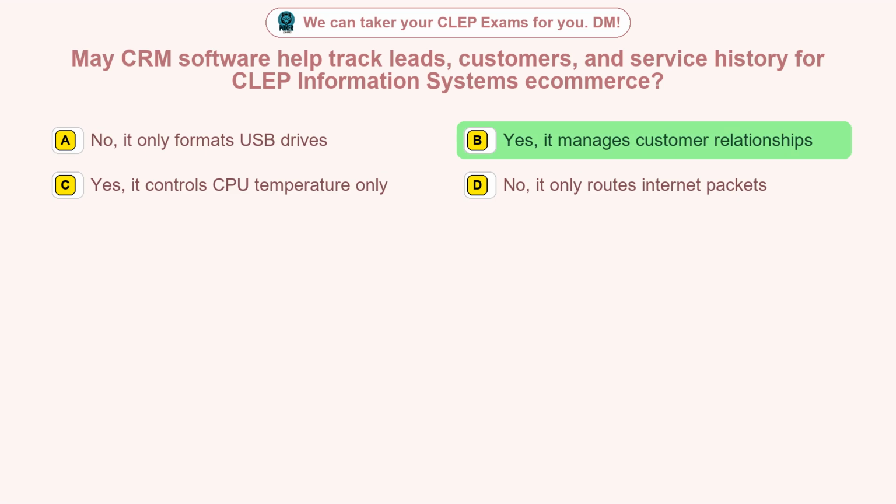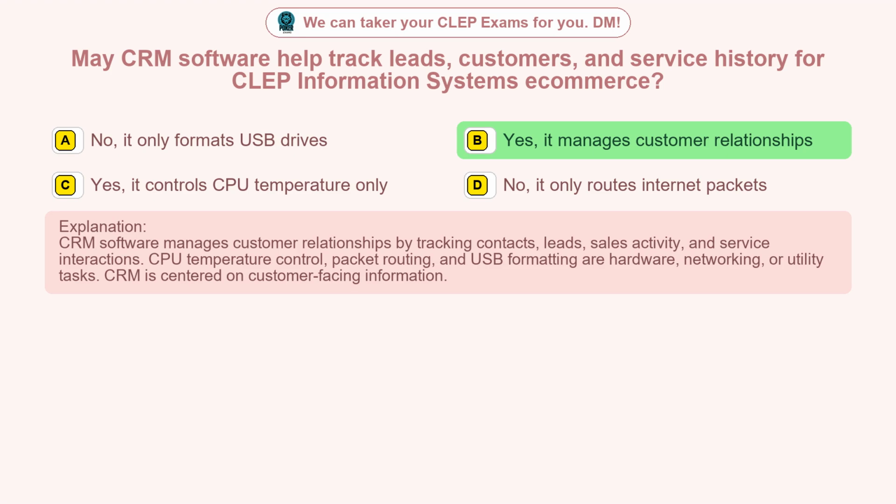The correct answer is option B. Yes, it manages customer relationships. CRM software manages customer relationships by tracking contacts, leads, sales activity, and service interactions. CPU temperature control, packet routing, and USB formatting are hardware, networking, or utility tasks. CRM is centered on customer-facing information.